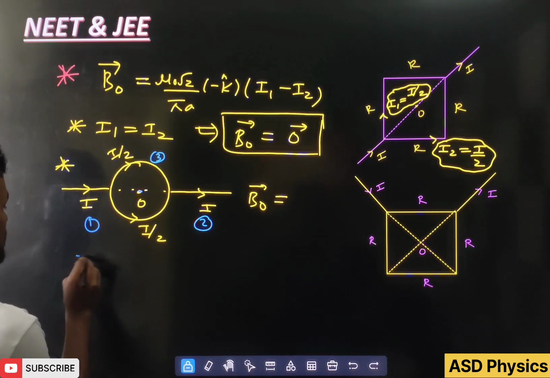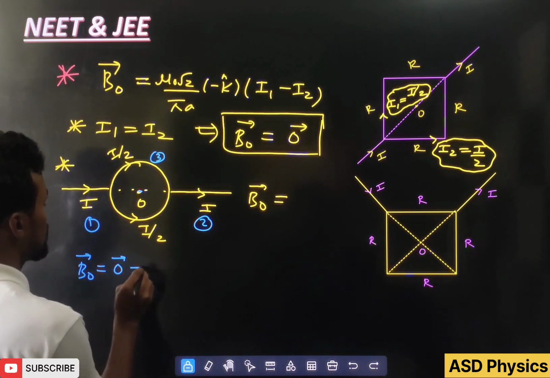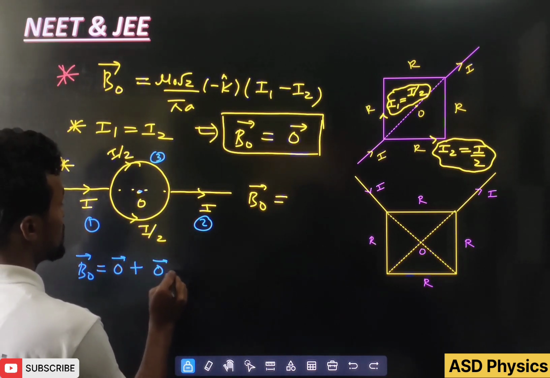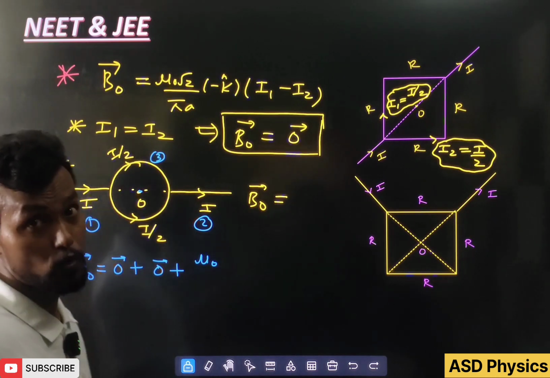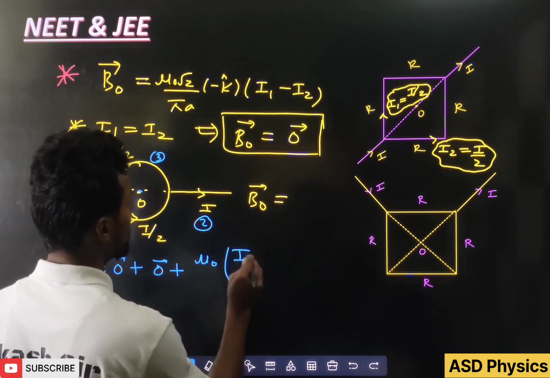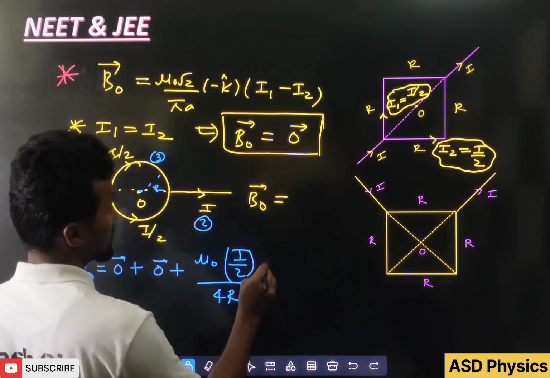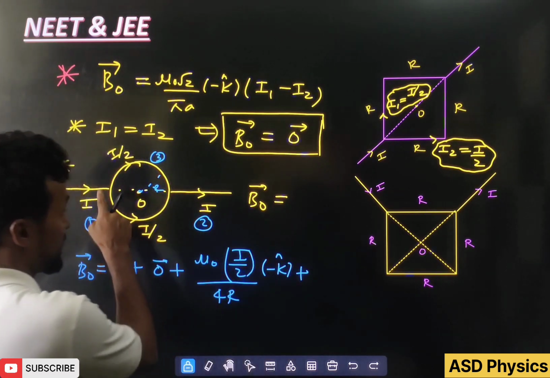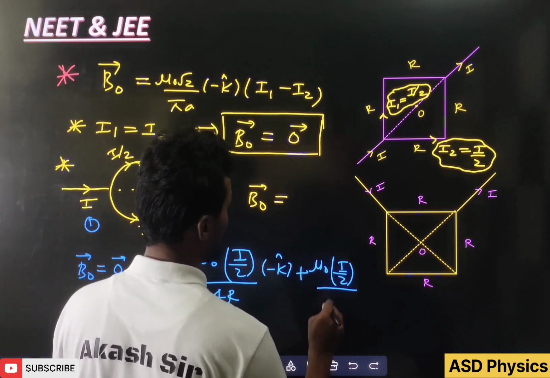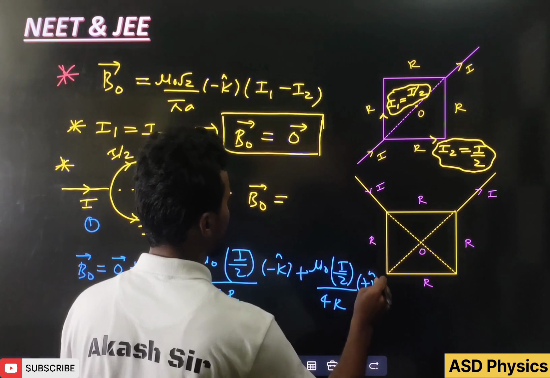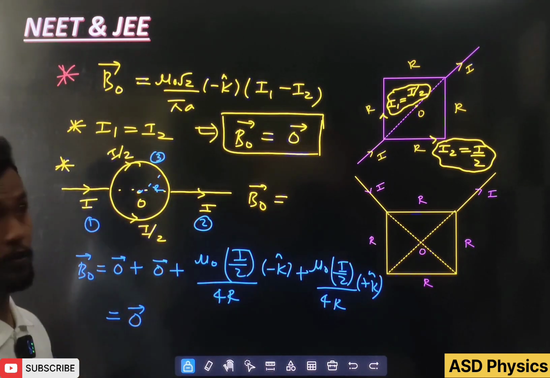So if I write the magnetic field at O, it will again be 0. Why? Because due to section 1, it is 0, and due to section 2 also, 0. Due to section 3, the formula for a semicircular coil is mu naught I by 4R, but the current here is I by 2, so mu naught I by 2 by 4R, in the direction inside, minus k cap. Here the magnetic field will be outside, so it will come as plus k cap. When you simplify this, it will come 0. That I want to tell you.